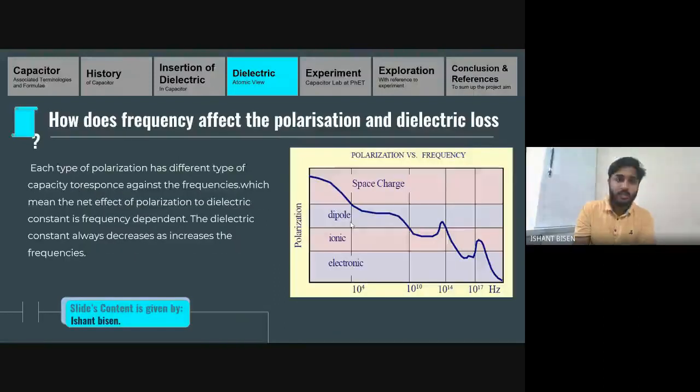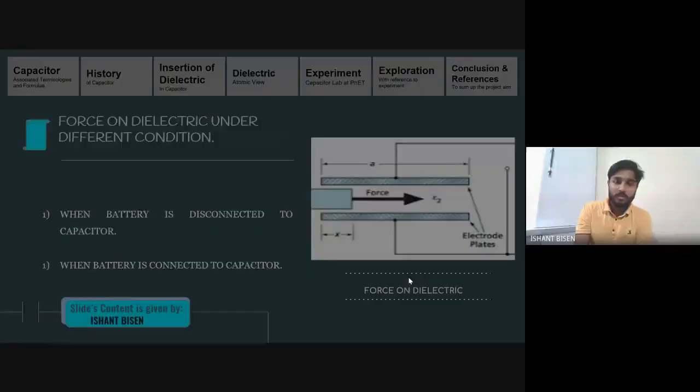Coming to the next slide: how frequency affects the polarization and dielectric loss. Here we get a graph showing how frequency affects polarization. We all know that the dielectric constant always decreases as we increase the frequency. So this is basically how frequency affects polarization.